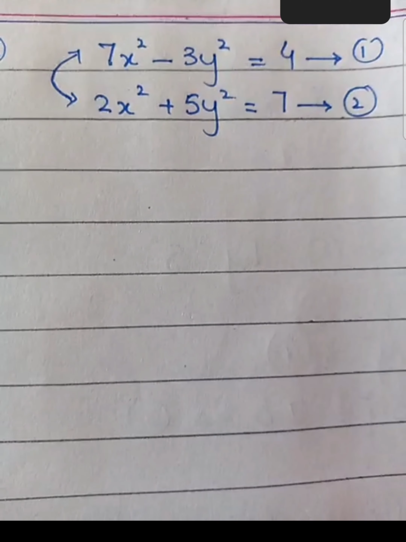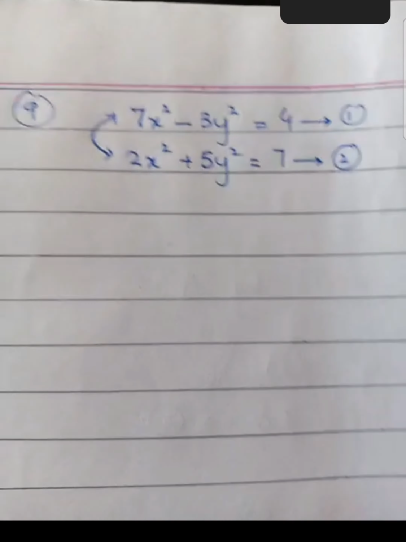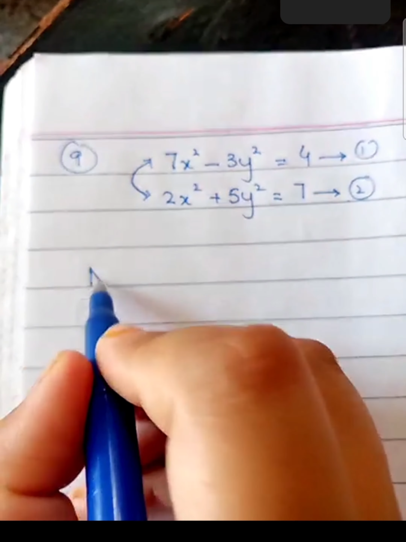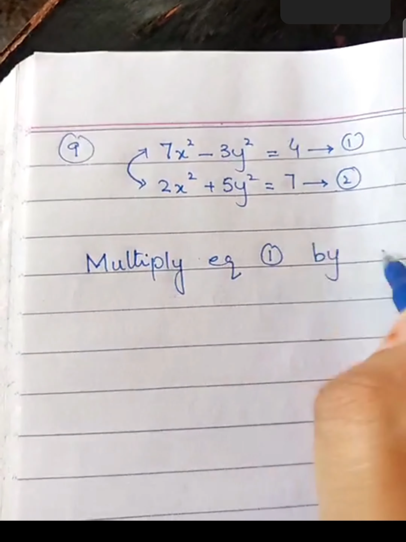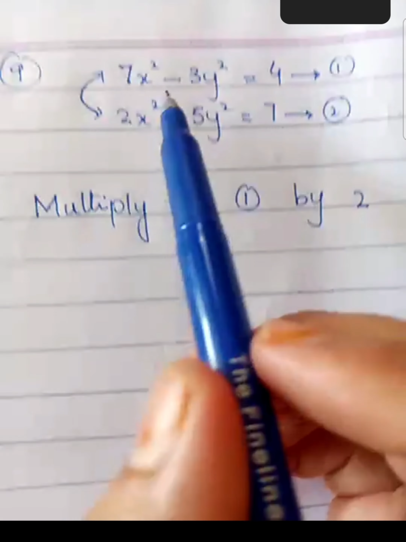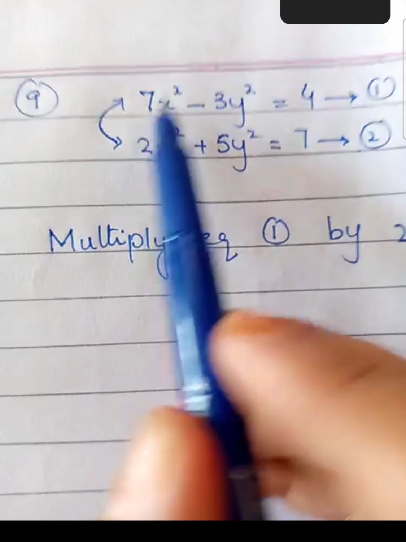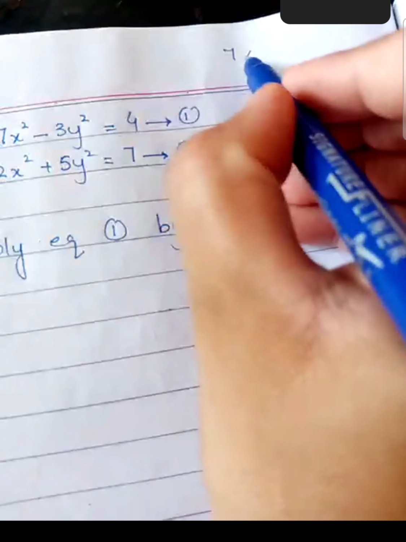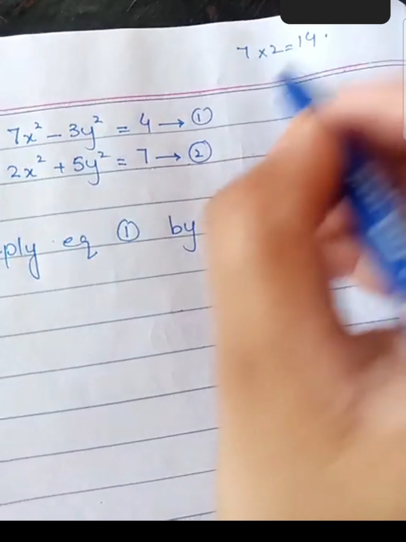X square, okay. So here you will multiply equation number 1 by 2, because you are saying that you will make the coefficients of x square the same. It is 7. 7 times 2 is 14. Okay, and 2 times 7 is also 14. Here in equation number 1, we have 7, so we need to multiply it by 2. 2 is missing. So multiply equation number 1 by 2.